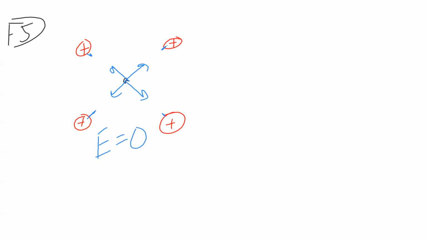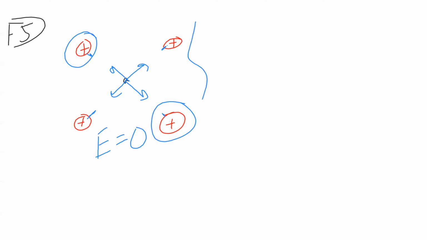Now, the way to proceed through this problem is to take note of all of the arrangements where we have opposite signs that match, because that's what happened here. Since this one and this one had the same sign and they were on opposite corners, those electric fields canceled. So which other ones have electric fields that would cancel?